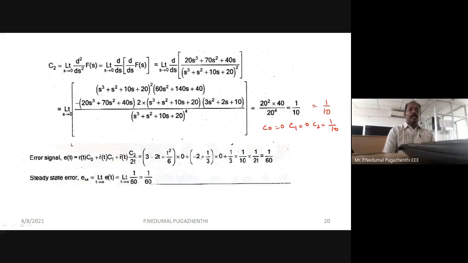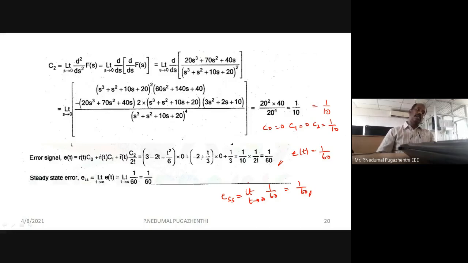I also find what is R of t, R dot of t, and R double dot of t. So I have substituted all these values in my formula, and finally I got the value to be 1 by 6. So E of t is equal to 1 by 6t. So substitute that in your steady state value. What is that? Limit t tends to infinity, 1 by 60 will give me 1 by 60, because no t terms are there, so I cannot apply infinity for that. So it's a constant value. So 1 by 60 is my final steady state value.